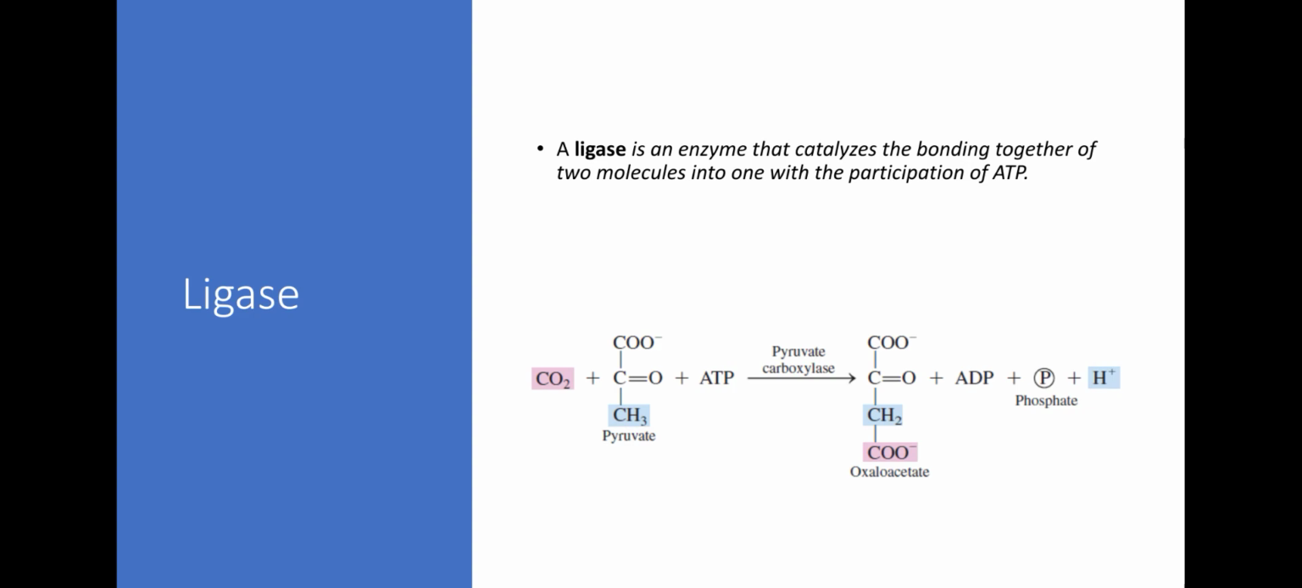The last class are the ligases. A ligase is an enzyme that catalyzes the bonding together of two molecules into one with the participation of ATP. Again, the six major classes of enzymes are oxidoreductases, transferases, hydrolases, lyases, isomerases, and ligases.